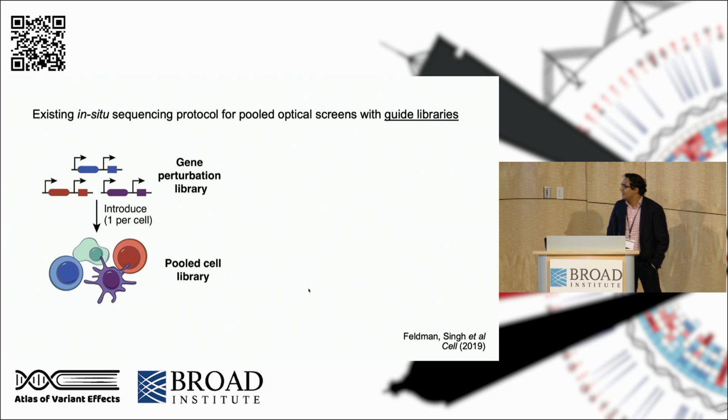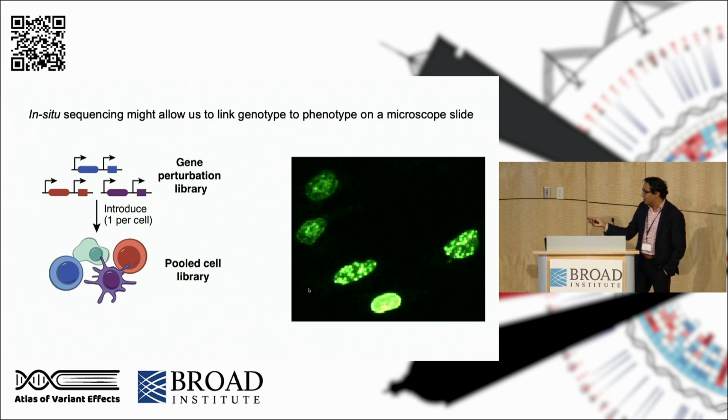Existing in situ sequencing protocols for pooled optical screens are for guide libraries. There's this really legendary paper by Feldman and Singh et al. from the Paul Blainey lab here in Boston, Cell 2019, where they introduced a guide library into cells, one guide per cell, just like we introduce one variant per cell, to create a pooled cell library. They then used in situ sequencing to map genotype to phenotype. So we have a very similar objective, right?